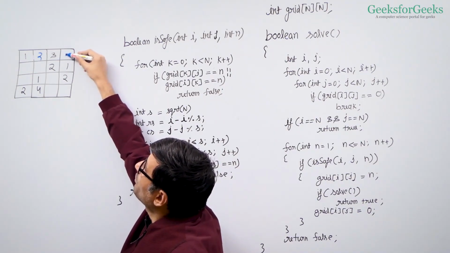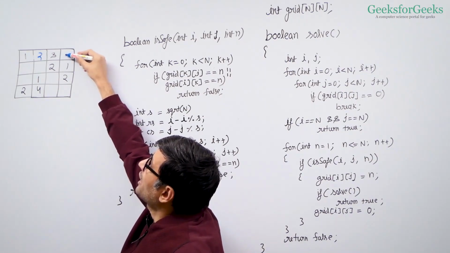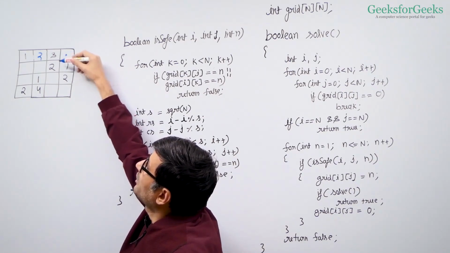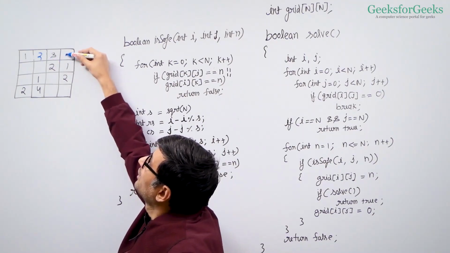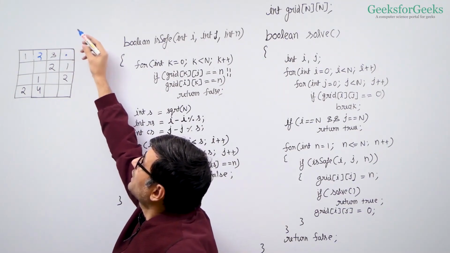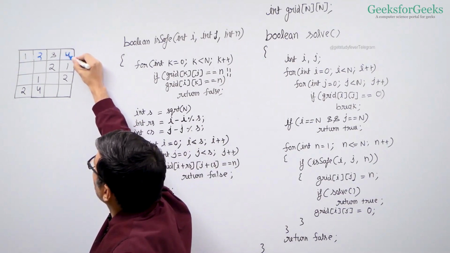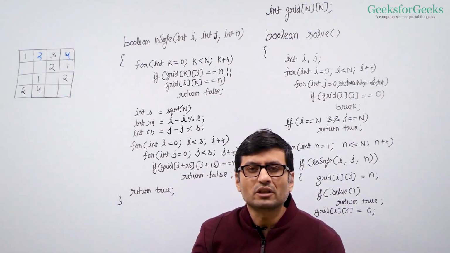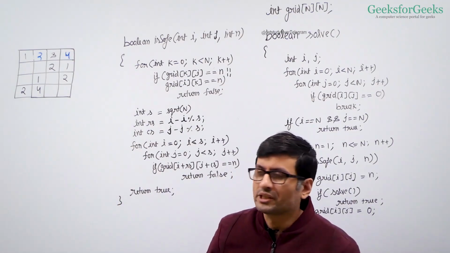If we try putting 1, it fails the safety test. We try putting 2, that also fails the safety test because you have 1 and 2 in the same row and same column. 3 also fails because you have 3 in the same row. 4 passes the safety test, so we put 4 here. And then we recursively call the solve function for the remaining empty cells.